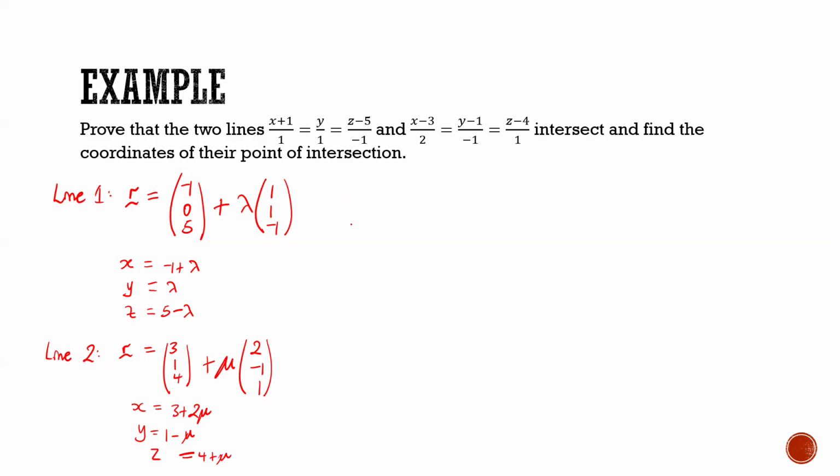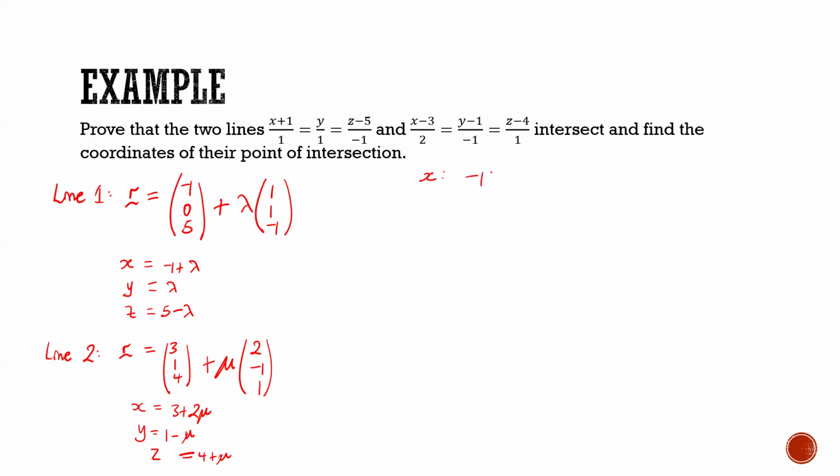Okay, so now what do we do here? Since we want to prove that the lines intersect, we're going to have to solve these equations simultaneously. So we'll pick two pairs. We could look at the ones for x and the ones for y, find the values of lambda and mu, and if they are consistent with the equations for z, then we'll have shown that those two lines indeed intersect.